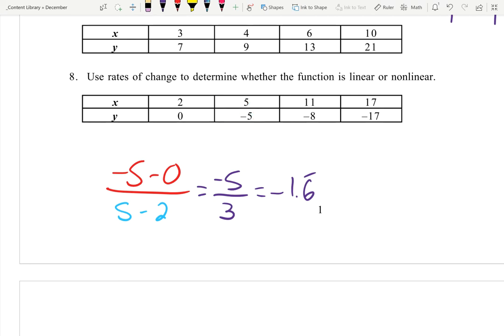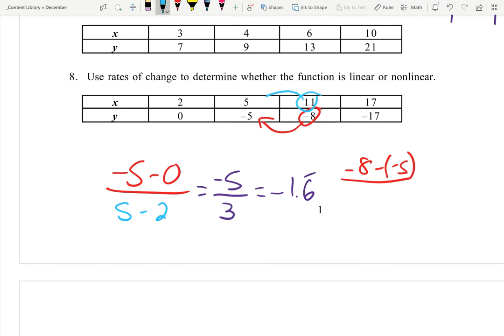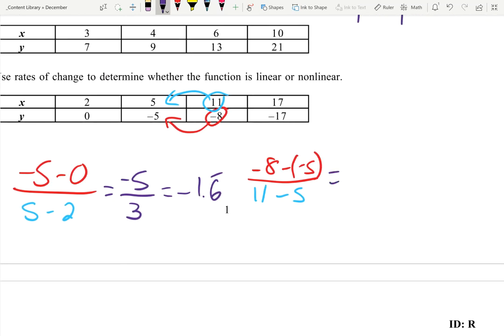Now we have to try the next one, see if it's the same number. So the next set of points, the second point and the third point. So -8 minus -5 over corresponding x's. So 11 minus 5. Be very careful again of the negatives in this problem. So we end up with this one. -8 minus -5 ends up to be -3. And 11 minus 5 ends up to be 6. So essentially this ends up being -1/2 or -0.5.